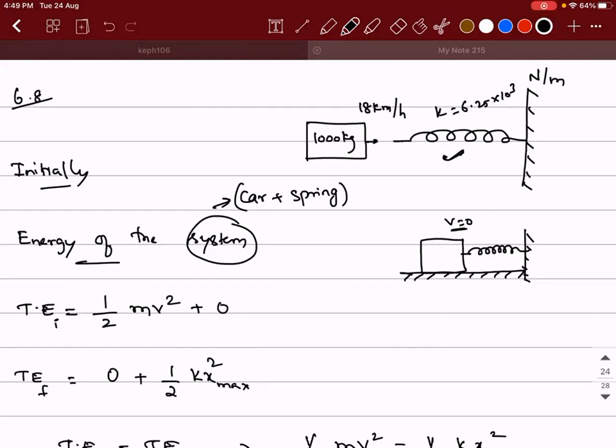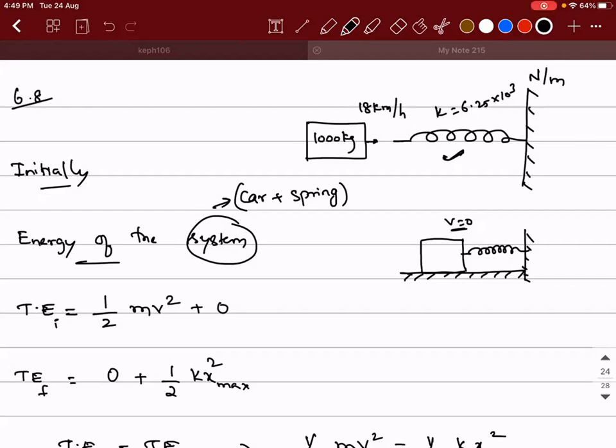It is 0, right? In the final situation, that is the maximum compression of the spring, the car would come to a halt, and at that instant, the spring has already got compressed to the maximum extent possible. So the energy will get stored in the form of potential energy. That potential energy is what I wrote as half into k x max square.